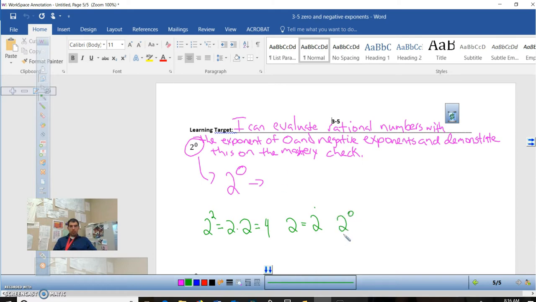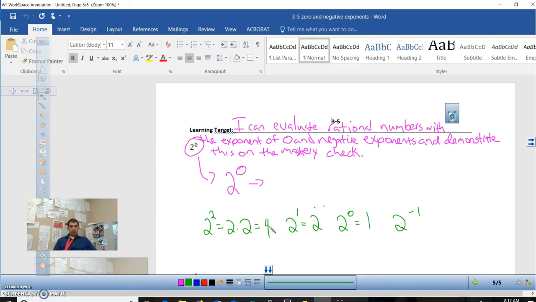Well, then what would 2 to the 0 be? Logically, what would make sense? And then we're going to move on and talk about what 2 to the negative first would be, if we go in the other direction. So we went 4, 2. What do you think 2 to the 0 might be? It's going to be 1.